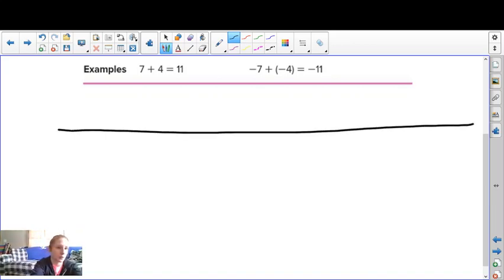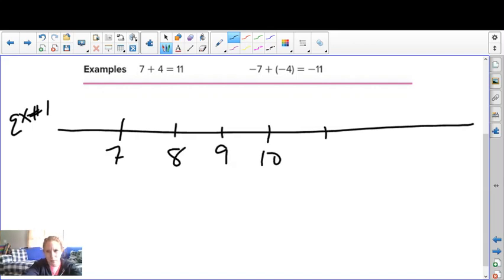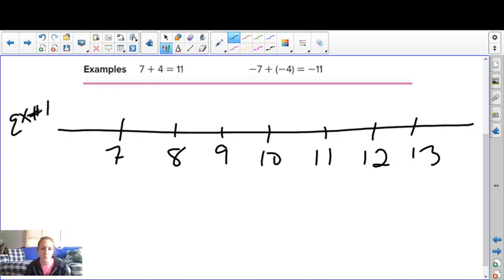Here's the first example: 7 plus 4. So here's 7. And I'm just going to keep going a little bit more to show you why it works. I just made a random number line. It doesn't matter. I'm going to start here at 7 because that's the number that I'm trying to increase or decrease. And I'm going to increase it 4.